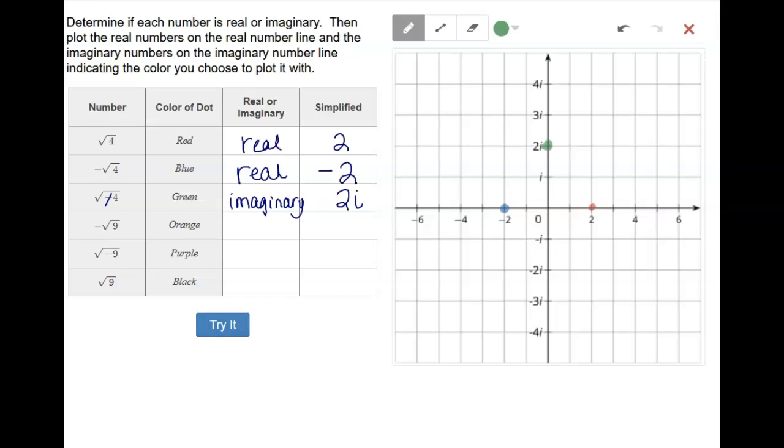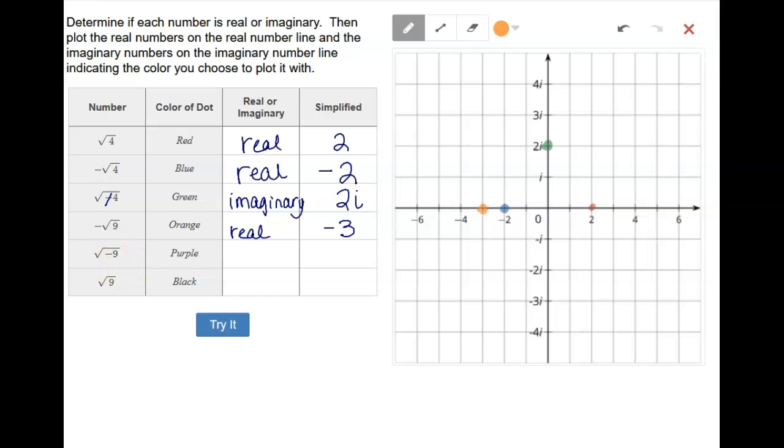All right, so now we're going to move to this one. We have negative square root of 9. So again, because the negative is outside the radical sign, that's going to be a real number, and it's going to be negative 3. So we're going to put negative 3 in orange on the real axis. So negative 3 on the real axis, boom.